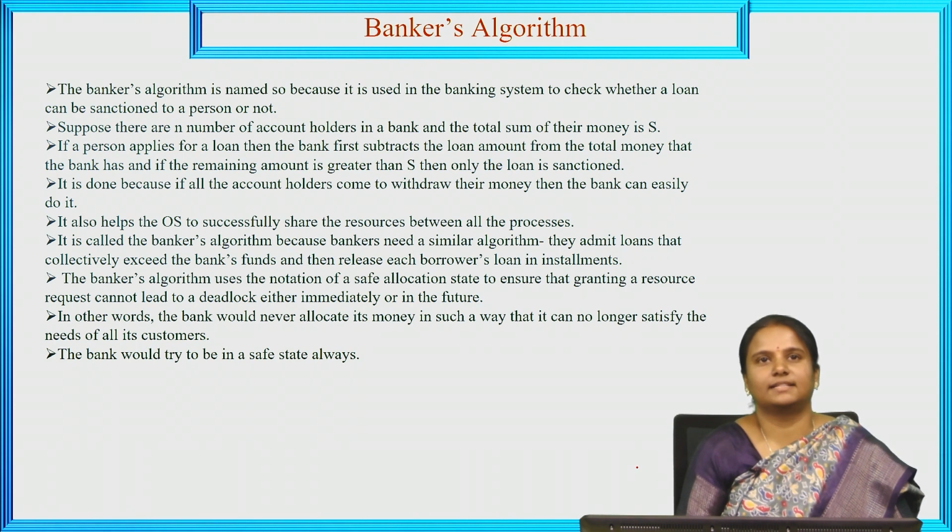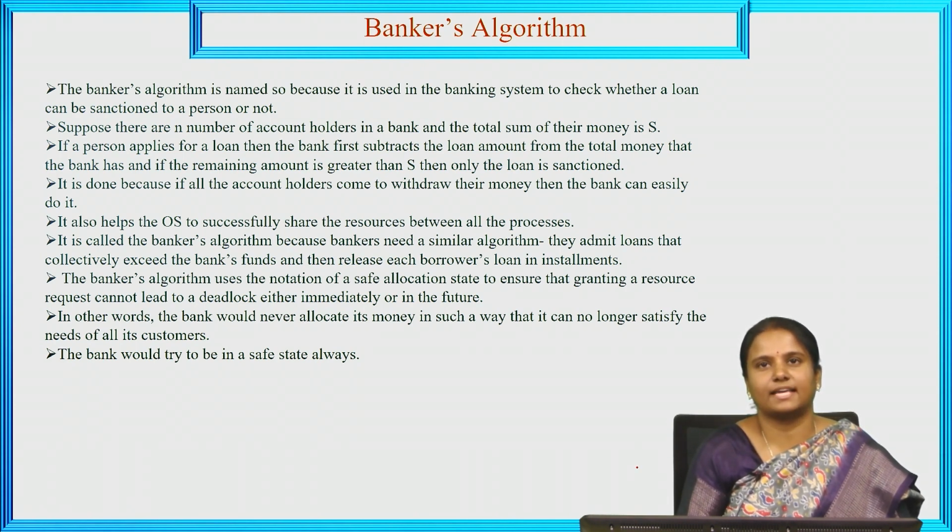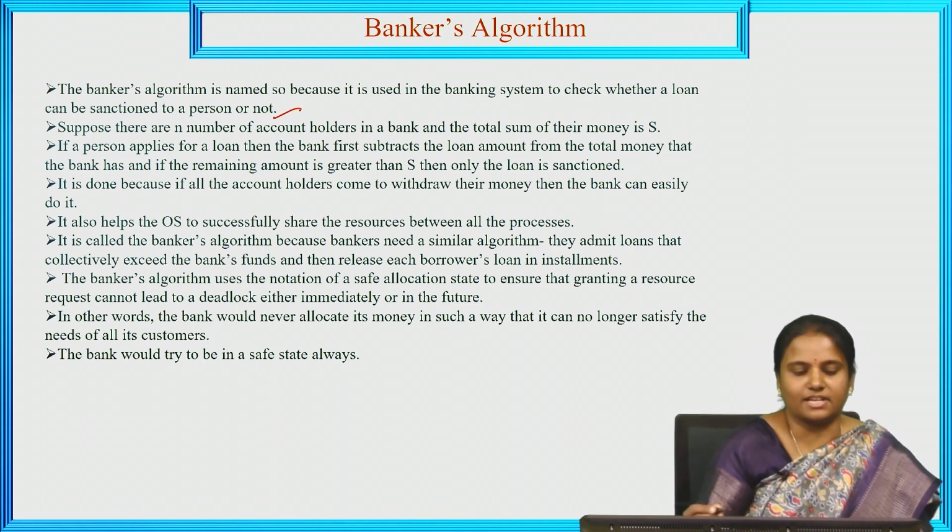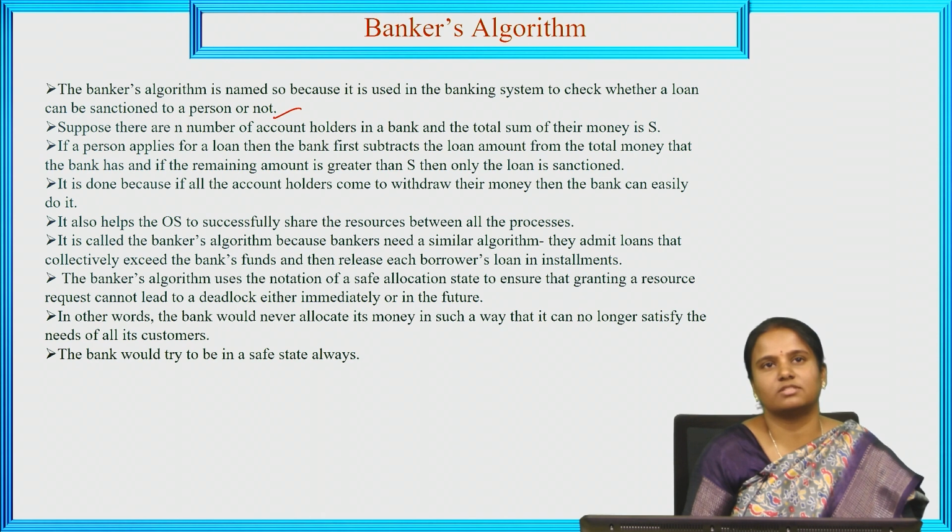Banker's algorithm is named so because it is used in the banking system to check whether a loan is to be sanctioned for a person or not. In the banking system we need to check whether the person is eligible and whether the loan should be sanctioned to that person or not. How are we going to check? We check the availability of the amount in the bank against the loan amount. This is the first point: how we check a person's loan sanction using Banker's algorithm in the banking system.